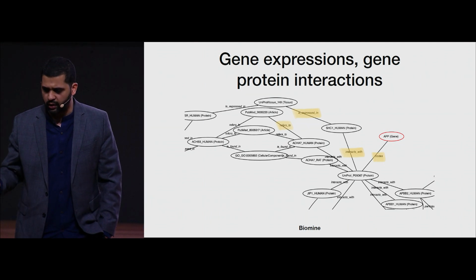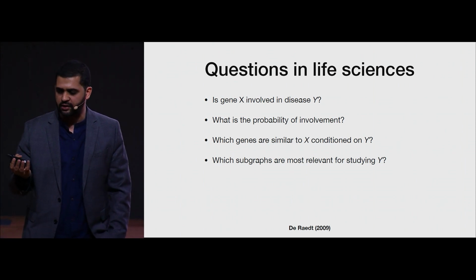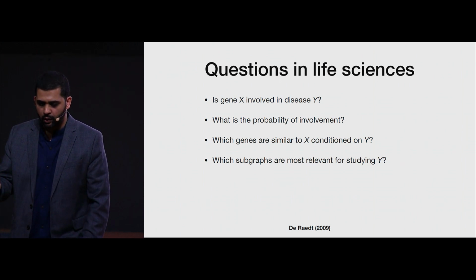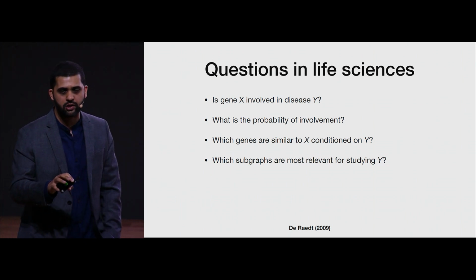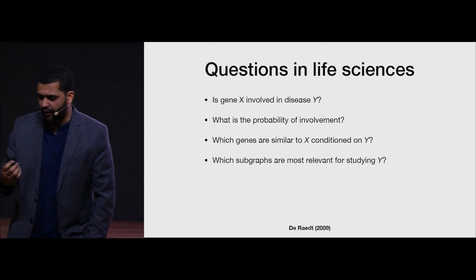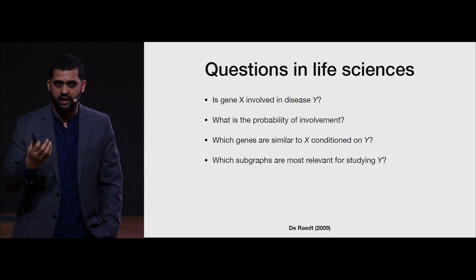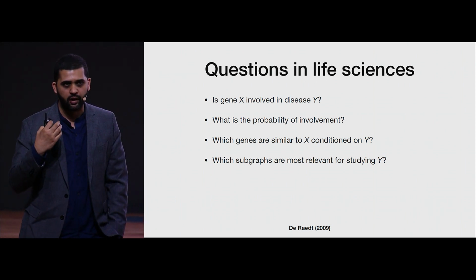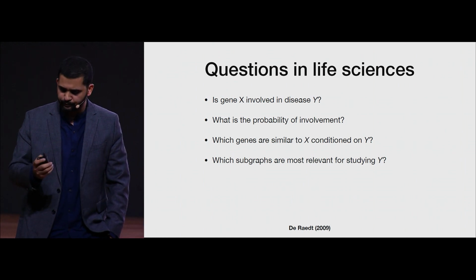Given this kind of structure, the questions you might be interested in are things like, is gene X involved in contributing to some disease Y? What is the probability of this involvement? If you condition on Y, so if you set this disease to be true, what other genes might be influencing this disease? And finally, if you want to look at certain subgraphs to identify and study this disease, which of the subgraphs are interesting for you? These are the kinds of questions that a data scientist might have in mind when dealing with this kind of data set.